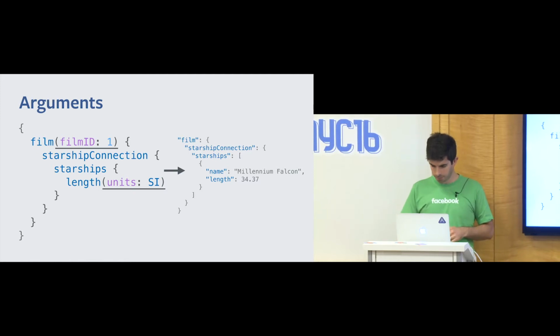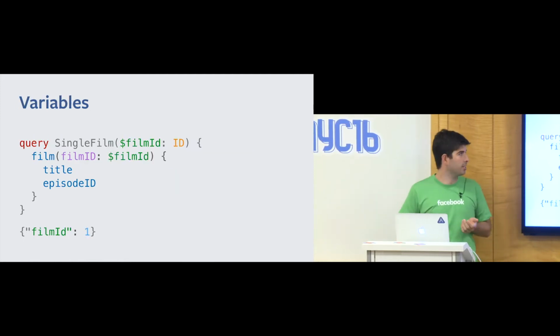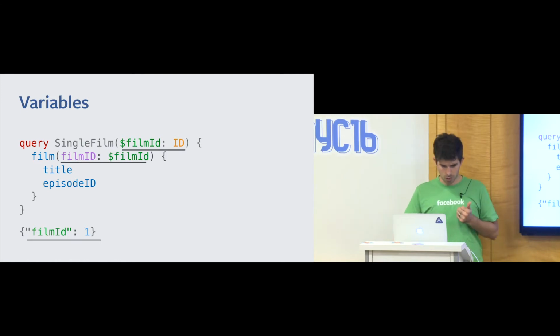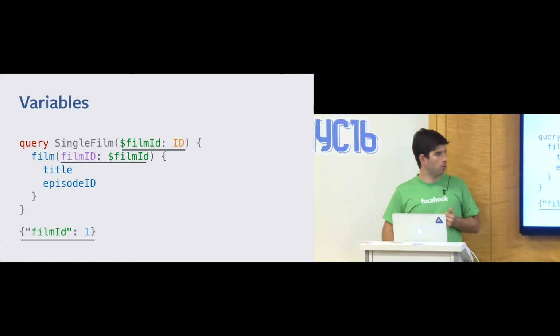Variables are a twist on arguments. It's basically, rather than hard coding the actual value that you're looking for in the query, you put some variables in there, and then you can fill them up with different values as you're using them. And the actual variables are sent as a separate object, which is nice.